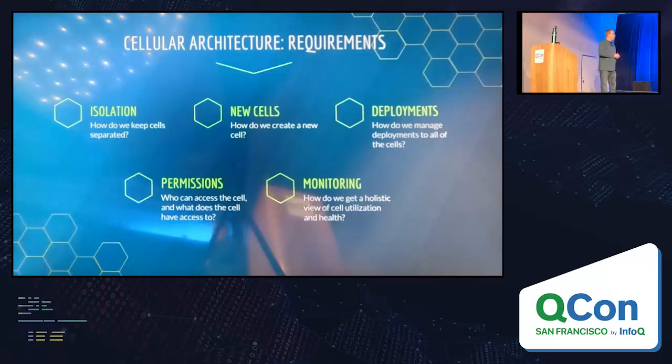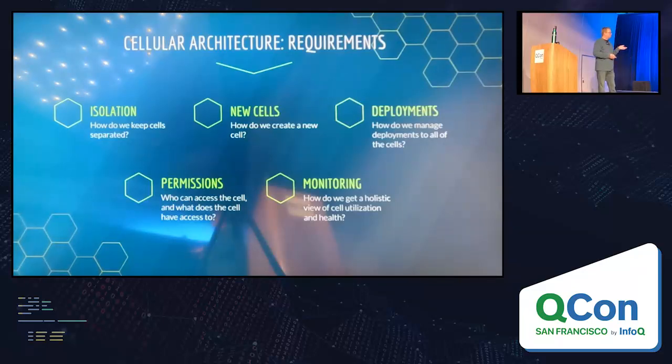Now we're going to talk about how at Momento we built out our initial foundational infrastructure to allow us to easily manage cells. There are 5 key problems that I think you have to solve if you want to automate your cellular infrastructure. You need to figure out how you're going to achieve isolation. You need to figure out what the process looks like when you need to bring up a new cell.